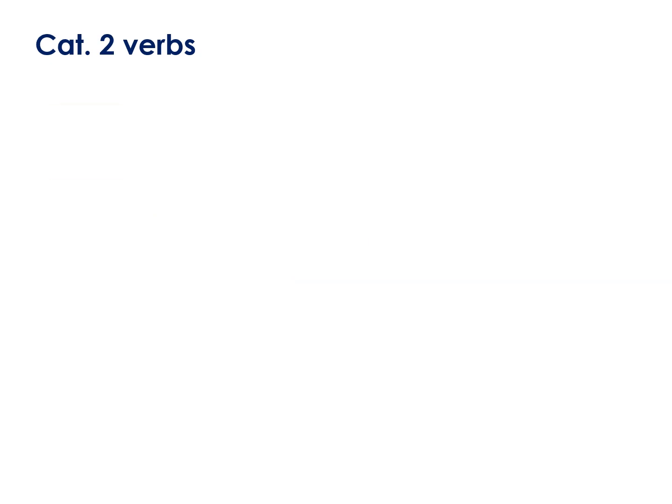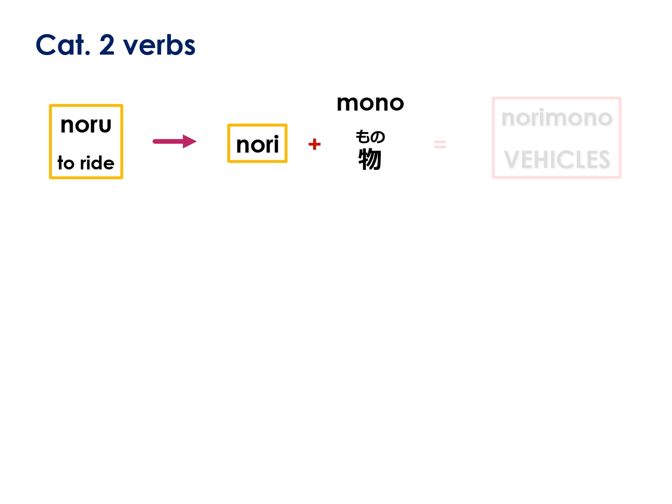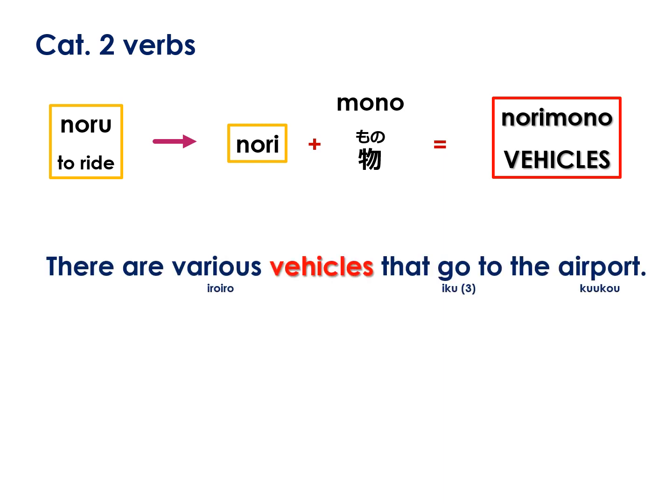For our ru ending verb, let's use noru, which means to ride. Changing the ru to ri, we form nori, which is the conjunctive. And adding mono to it, we form norimono, which means vehicles. And using it in a sentence, there are various vehicles that go to the airport.